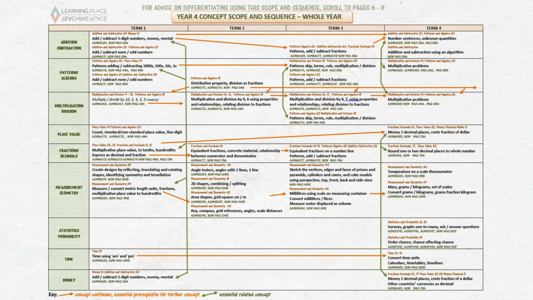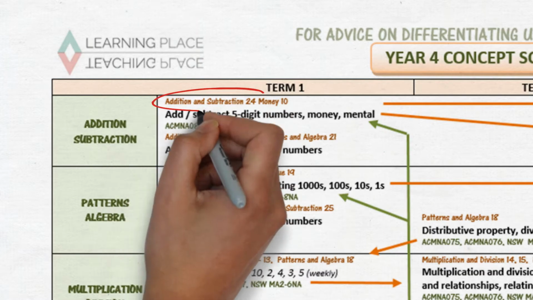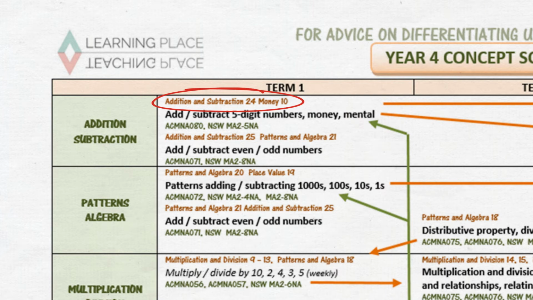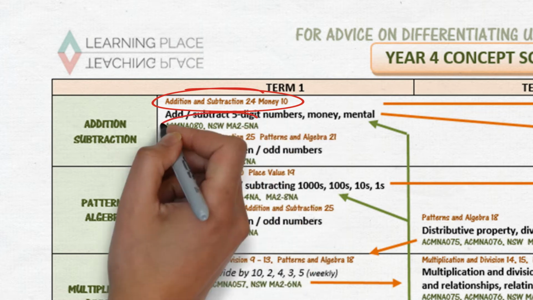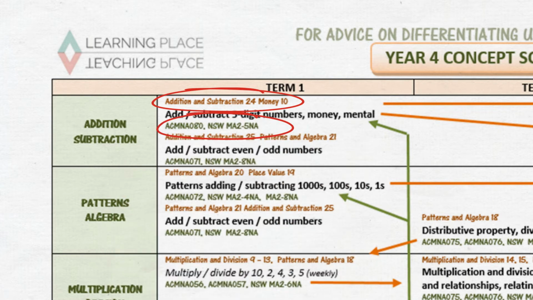Page 1 contains a whole year overview of the concepts taught in Year 4. A green arrow shows the links between essential related concepts. An orange arrow shows the essential prerequisite for further concepts. The concept name and level is the name and level used at A Learning Place, A Teaching Place. The abbreviated text identifies the Australian Curriculum and New South Wales syllabus content descriptions.